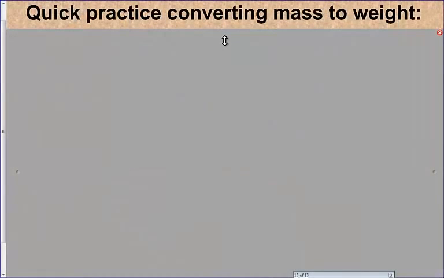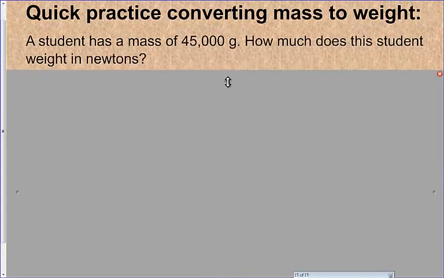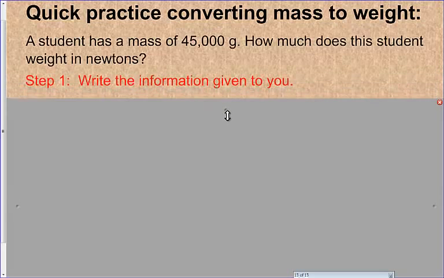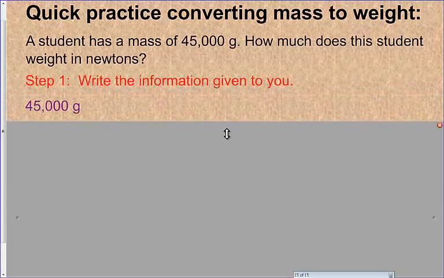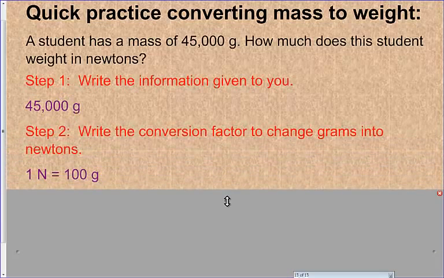Here's a quick practice to convert from mass to weight. If you have a student that has a mass of 45,000 grams, which would be equivalent to about 45 kilograms, if you convert it, how much does the student weigh in newtons? Well, it's really easy to figure out. First, you want to write out what you're given. So 45,000 grams was the number that you were given. Then you want to write out that conversion factor that I gave you. 1 newton equals 100 grams.